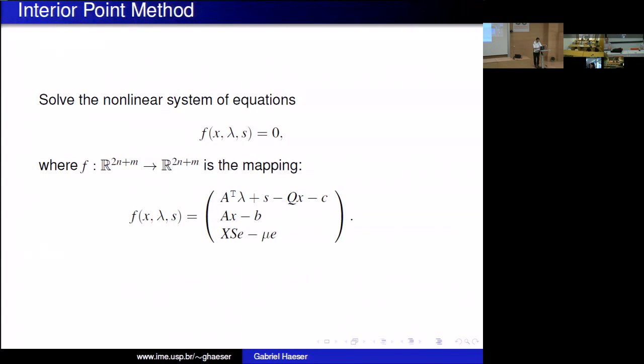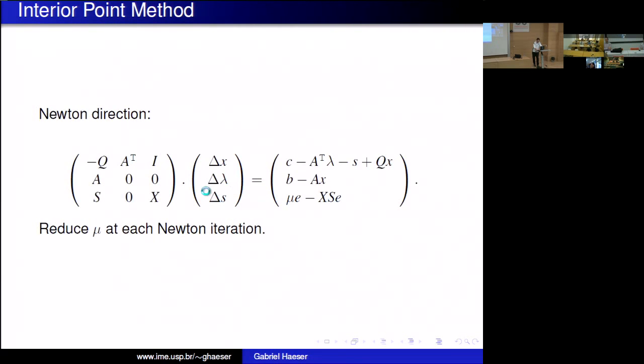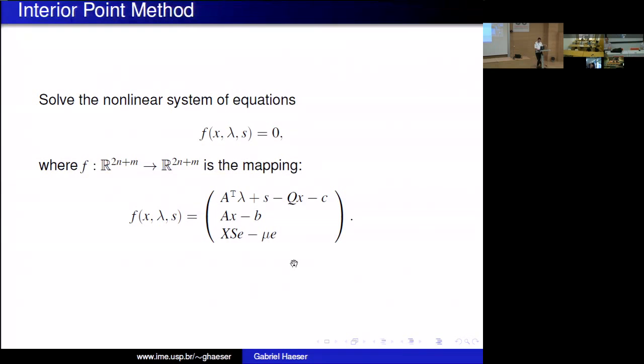Okay, so we can solve this nonlinear system of equations, where f is this mapping. x is in Rn, s is in Rn, and lambda is in Rm, and it maps to this vector that is also in the same space. So you can apply the Newton method here.